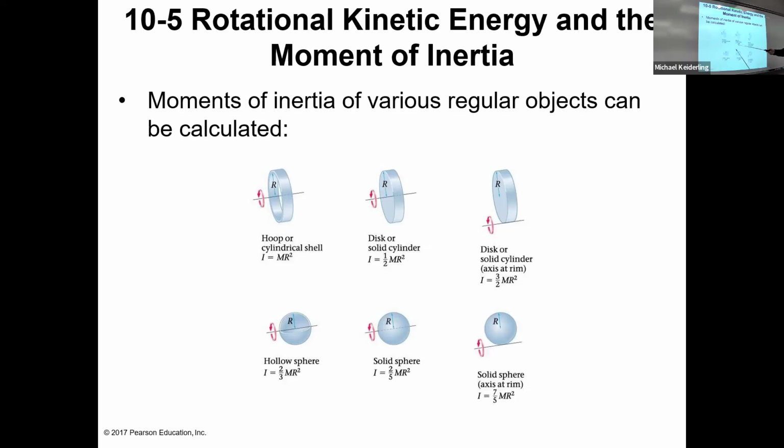A disk or a solid cylinder, moment of inertia is 1/2 total mass times outer radius squared. The disk or a solid cylinder at the rim is 3/2 total mass times radius squared. Hollow sphere is 2/3 total mass times outer radius squared. Solid sphere is 2/5 total mass times outer radius squared. And a solid sphere with the axis at the rim is 7/5 mass total radius squared. When you move the axis from the center to the rim, you will add mr squared.